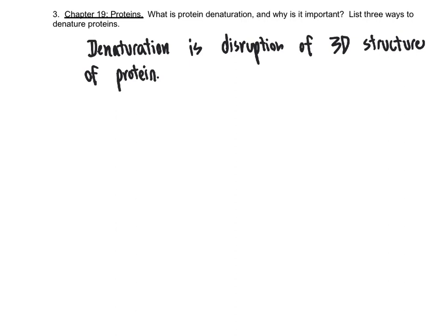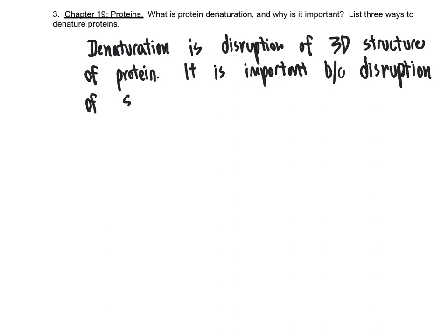Why protein denaturation is important, we're going to fill in it is important. Because disruption of the 3D structure will lead to disruption of the protein function. Since the three-dimensional structure is absolutely essential for the function of the protein. So disruption of structure leads to loss of function of that protein.